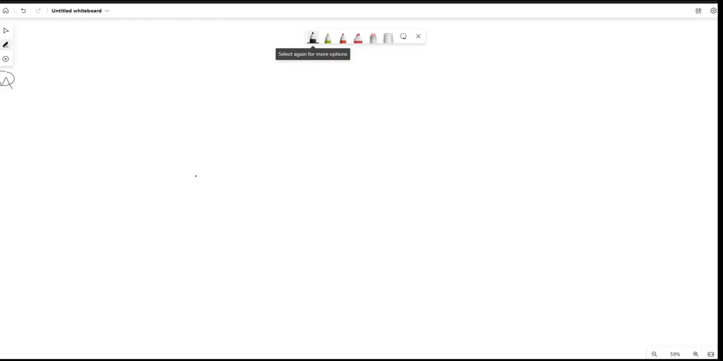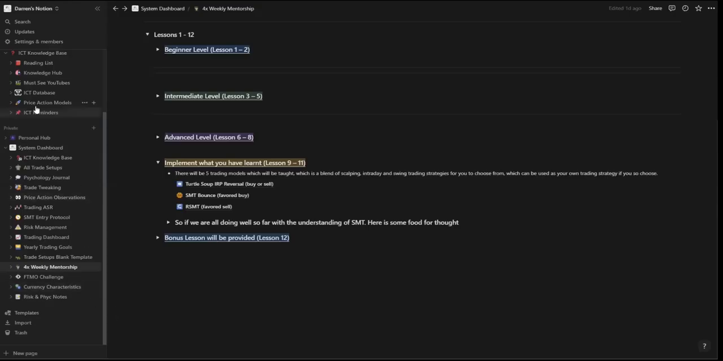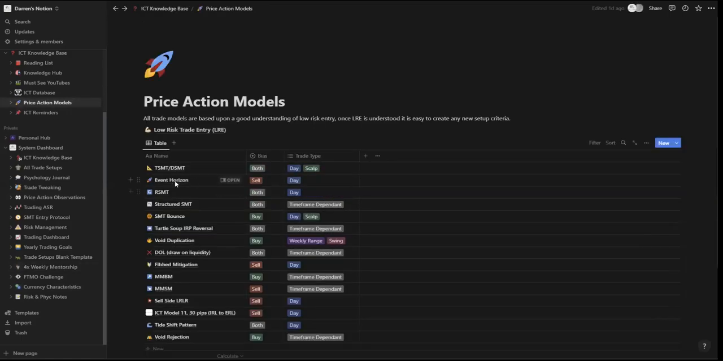Okay, I'm not going to babble on any longer. I'm going to move on to this over here. This is a 1 hour chart pattern, and if you look over here in my price action models, this is what I refer to as just an SMT bounce. It is mostly a buy setup. It is mostly a day trade, and you can scalp it or day trade it.